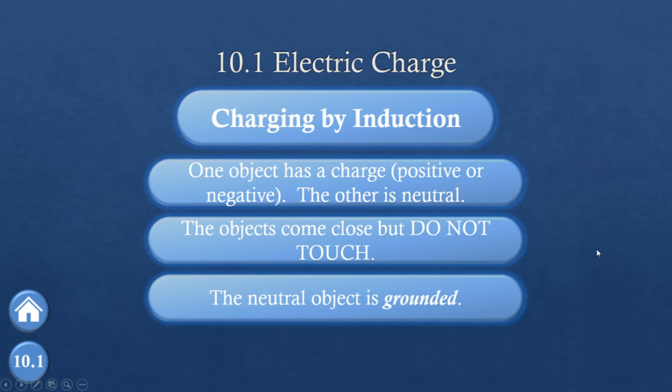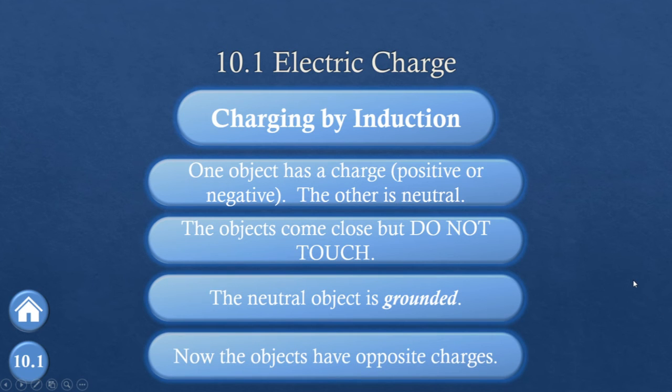And then we're going to ground the neutral object, which means we're going to take a wire and connect it from the neutral object to the actual ground. And the ground is like a big storage vault for electric charge. So you can put huge amounts of electric charge into the ground, or you can take huge amounts of electric charge out of the ground. When we ground the neutral object, then the electric charge will drain into the ground, and it will leave behind an opposite charge from the original object.